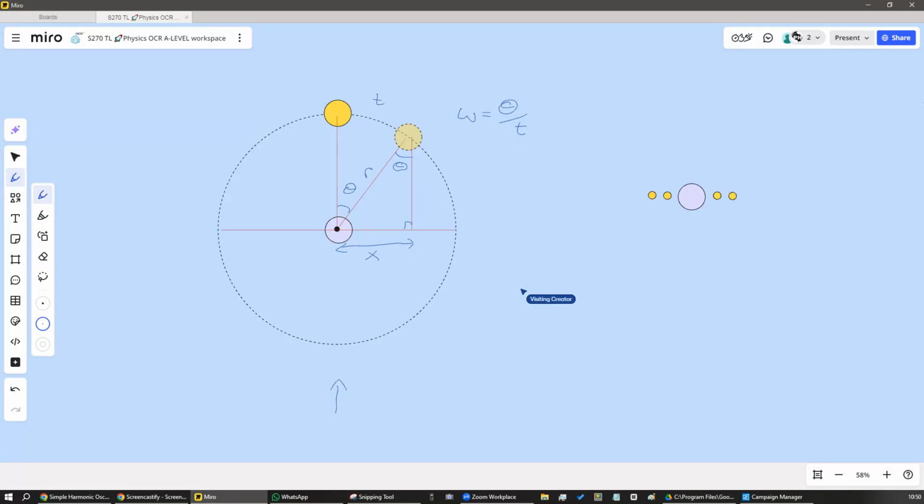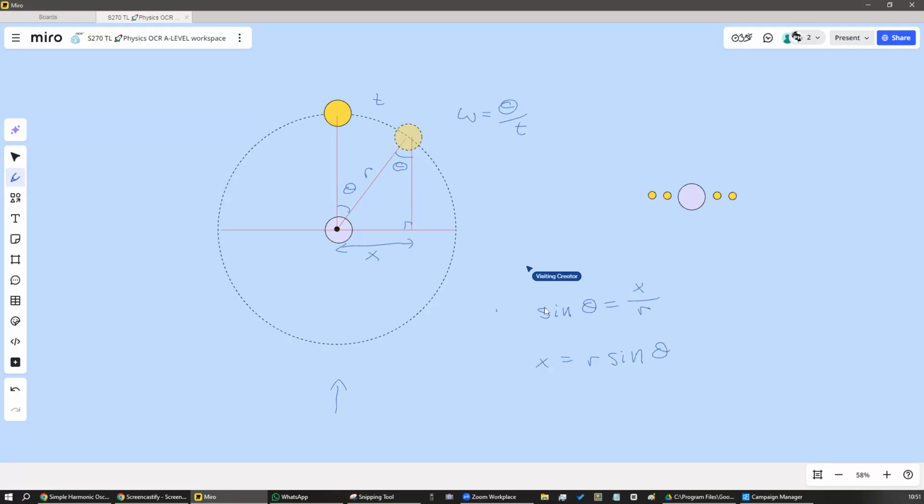So let me just pause the video and see if you can work that out. Okay, so we've got x is opposite that angle, r is the radius, but it's also the hypotenuse of the triangle. So we can say that sine theta is equal to opposite over hypotenuse, which is x over r. Let's write that more neatly. So x, therefore, is equal to r sine theta.